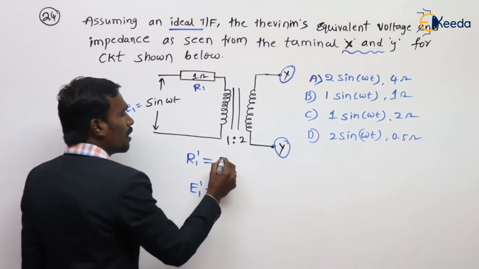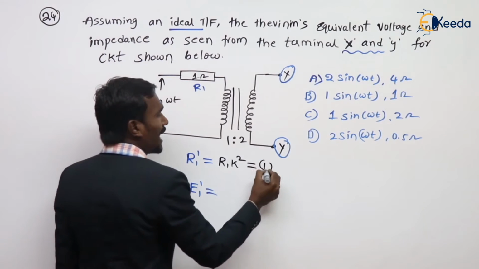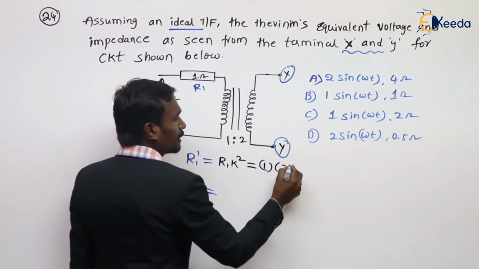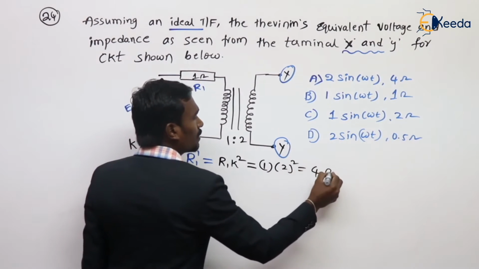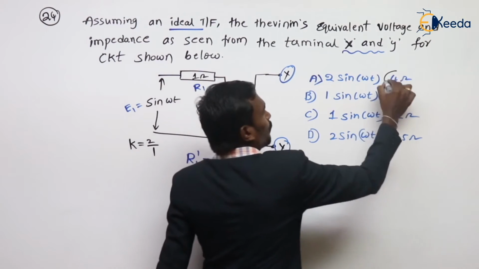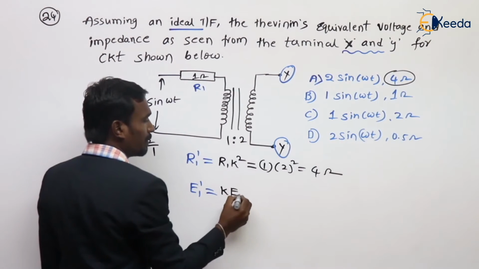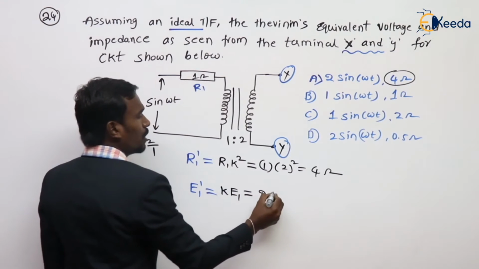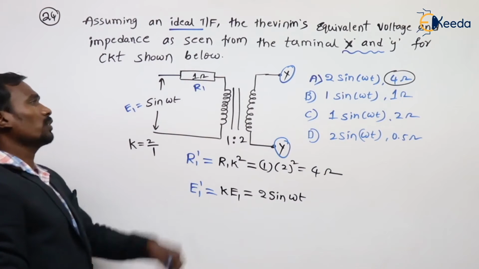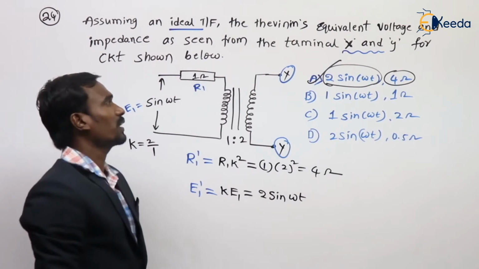What is R1 dash here? R1 dash is equal to, we know, R1 into K square. R1 is 1 and K is N2 by N1, so K square is 2 square. So the answer is 4 ohms. R1 dash is 4 ohms. And E1 dash is equal to K into E1. That is, K is 2 and E1 is sine omega t, so K into E1 is 2 sine omega t. Of course, this is your answer. So option A is the correct answer for this question.